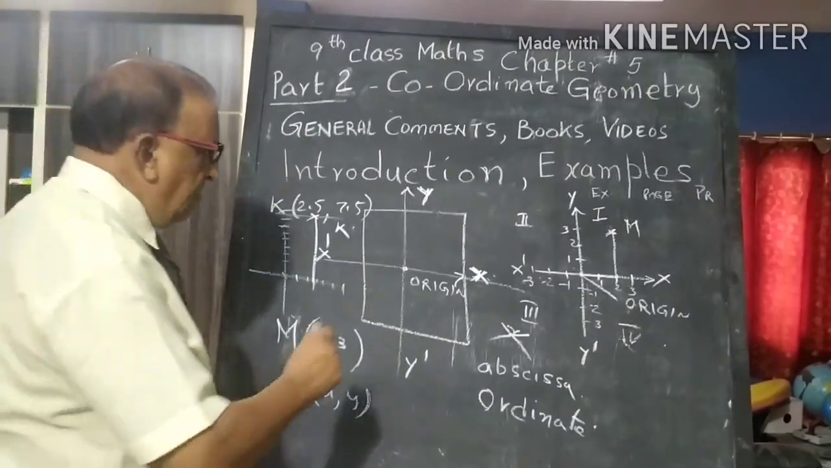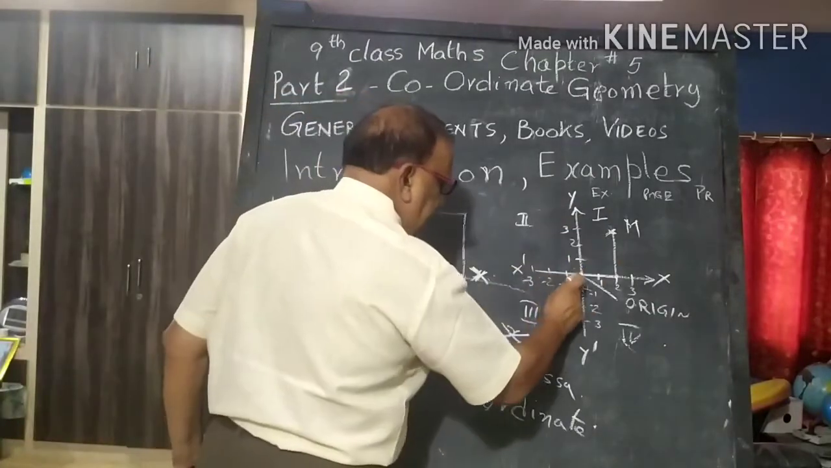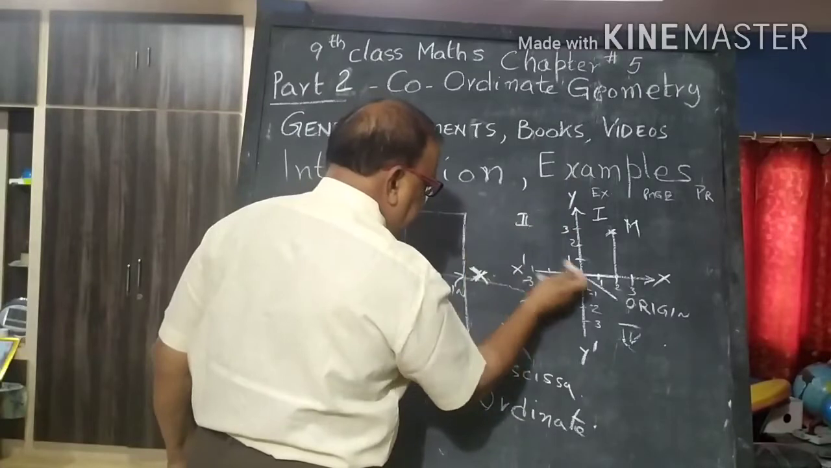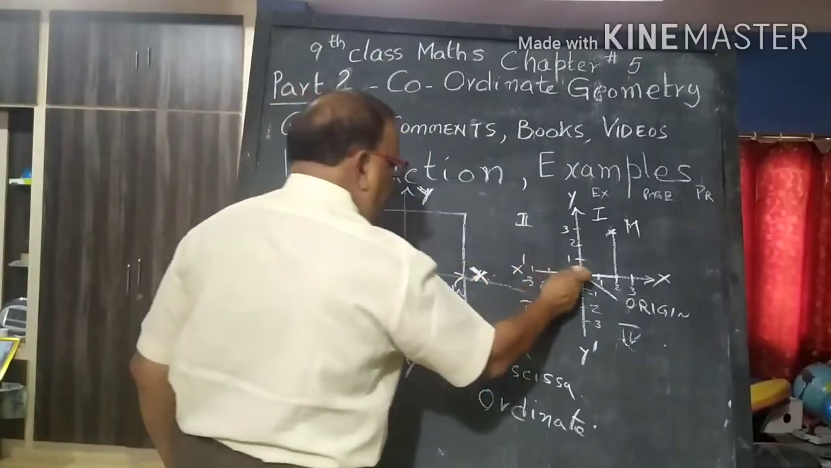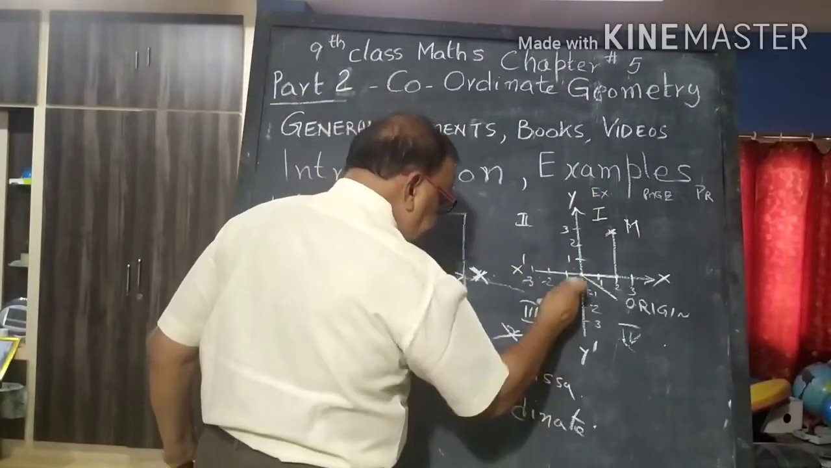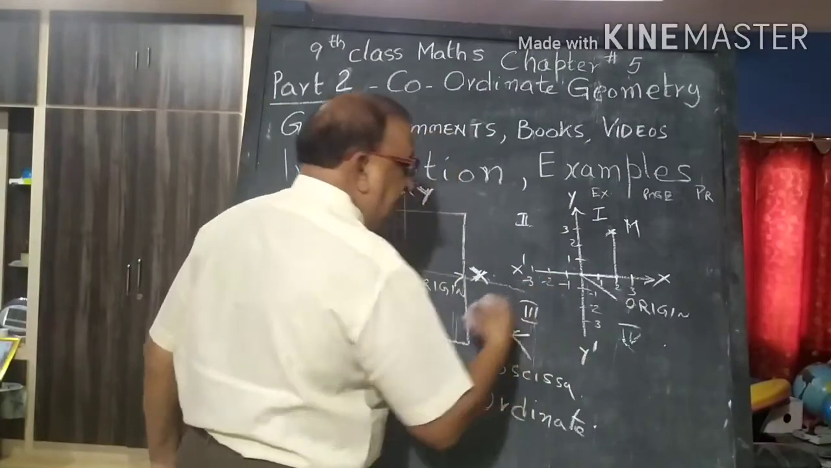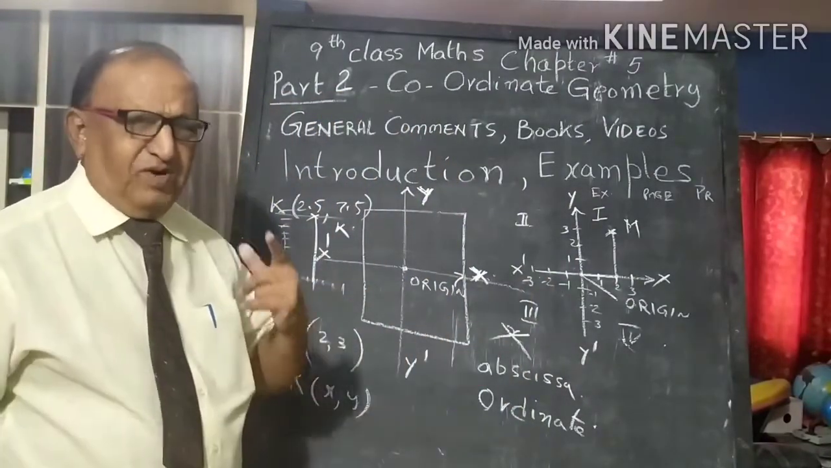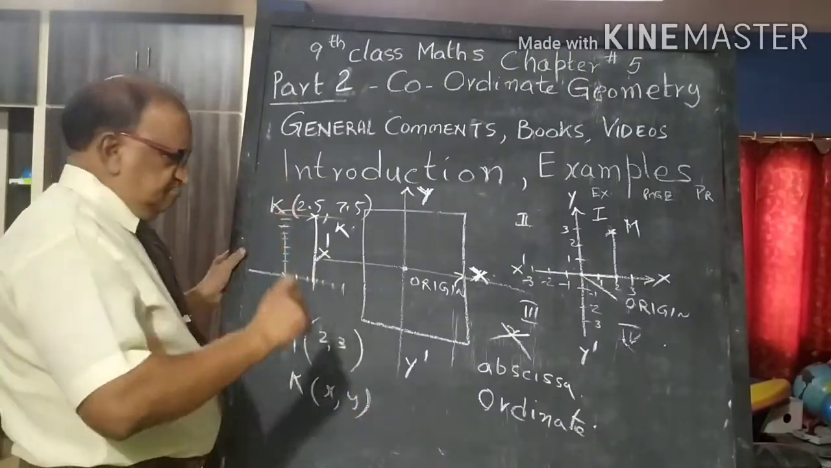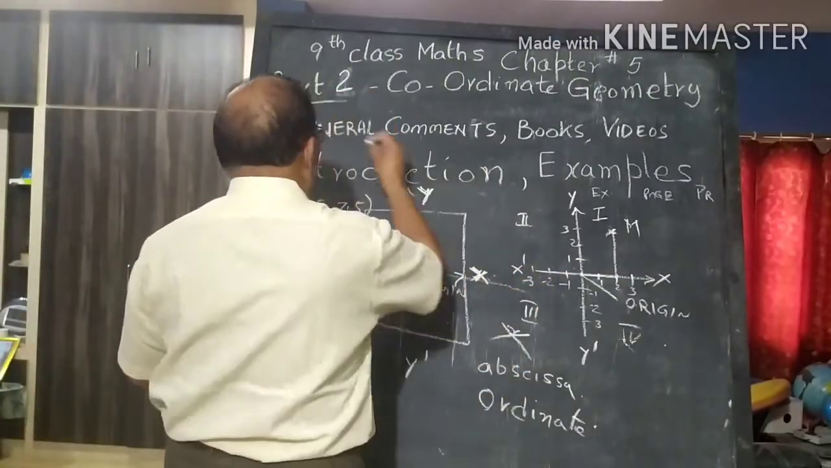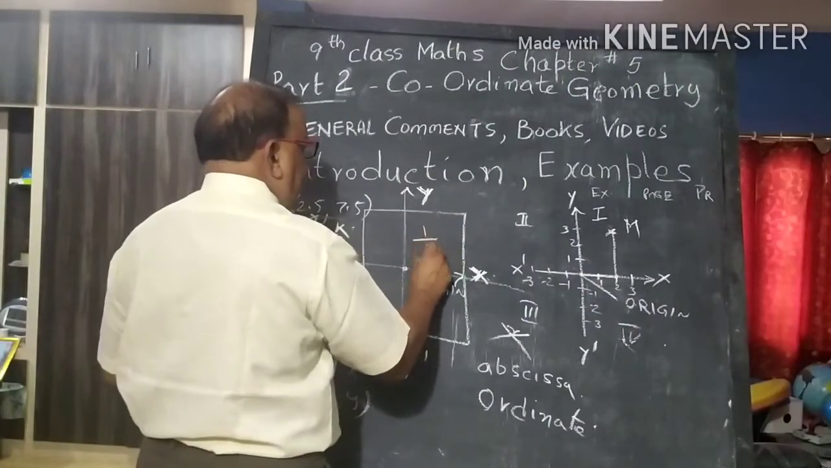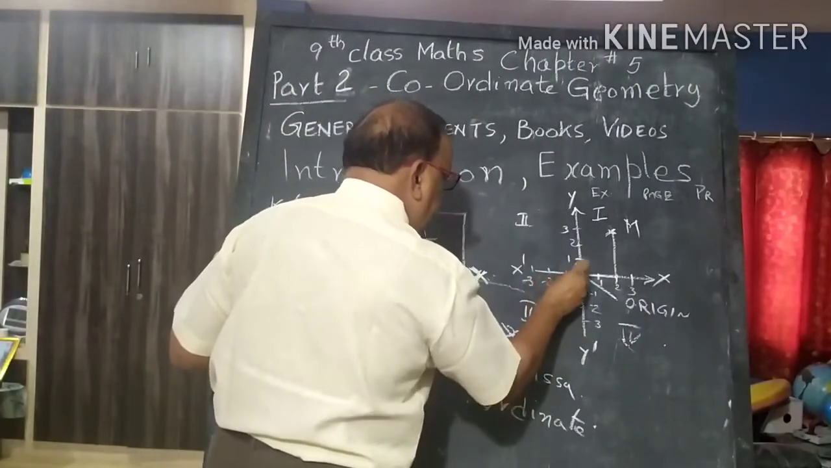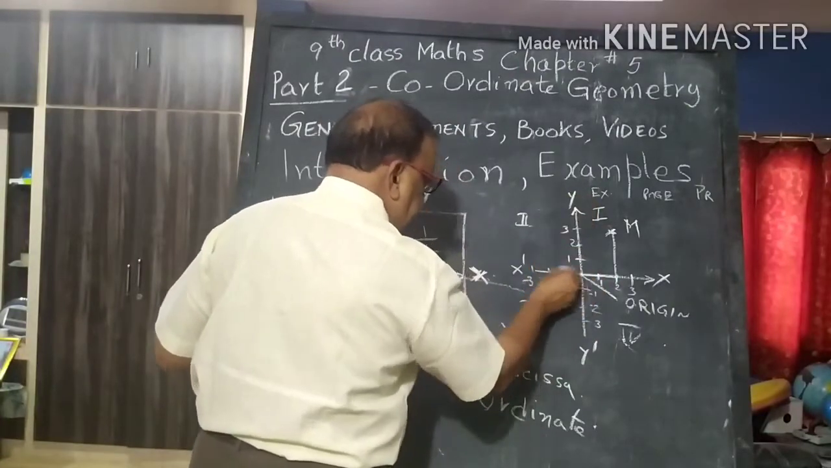So, in the first quadrant, x-axis is positive, y-axis is also positive. In the second quadrant, x-axis is negative, y-coordinate is positive. In the third quadrant, quadrant means 1/4. Quarter means 1/4. So here, second quadrant, y-axis is positive, x-axis is negative.